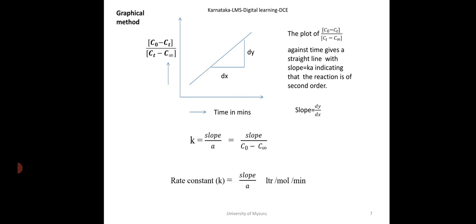The rate constant can also be determined by graphical method. The plot of C0 minus Ct divided by Ct minus C infinity against time gives a straight line with slope equal to Ka, indicating that the reaction is of second order, where slope is equal to dy by dx. K is equal to slope divided by a, that is equal to slope divided by C0 minus C infinity. Thus, rate constant is calculated by using the formula slope divided by a liter per mole per minute.